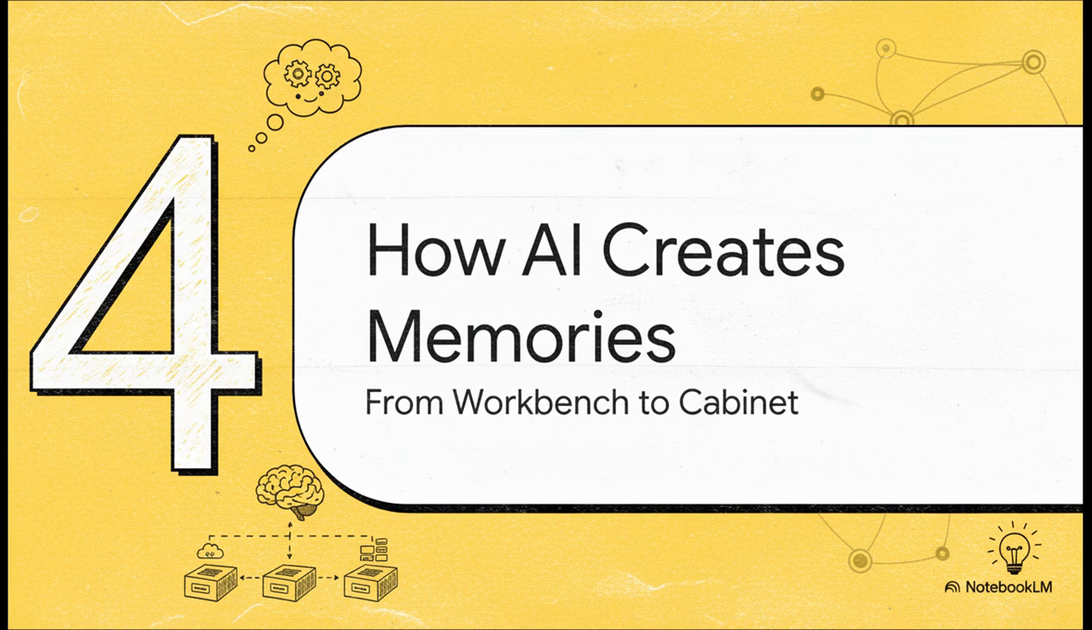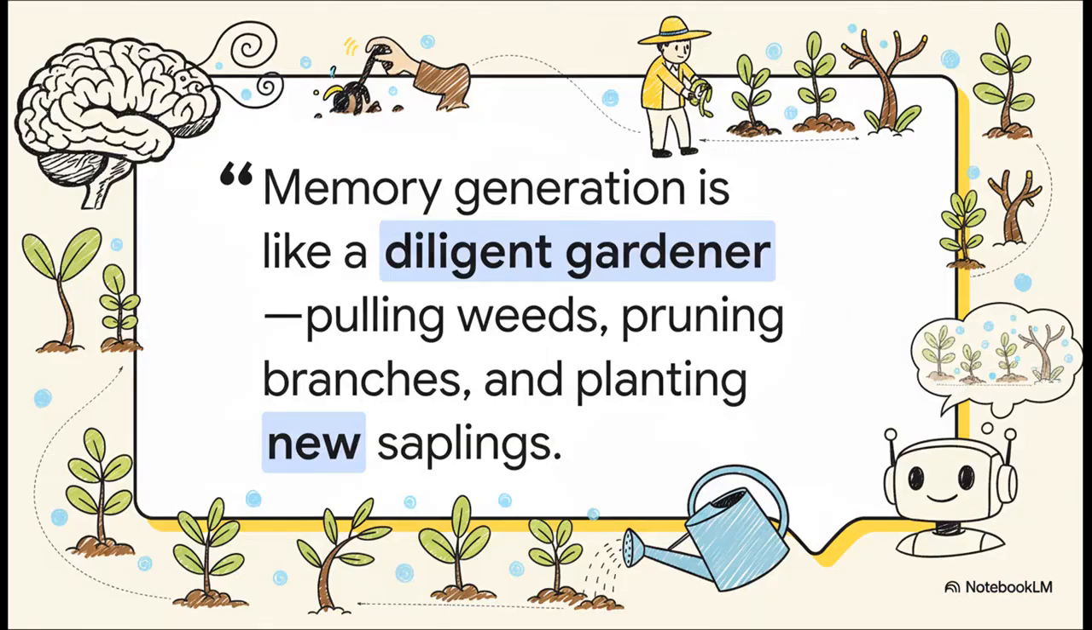So that leads to the big question, right? How does all that messy stuff on the workbench get cleaned up and put into that neat filing cabinet? How does an AI intelligently figure out what's important enough to actually remember? See, this process isn't just about storage, it's about curation. The best analogy is a diligent gardener. The system doesn't just dump every single word of the conversation into storage. It actively goes through, pulls out the conversational weeds, prunes existing knowledge to keep it relevant, and carefully plants new important facts.